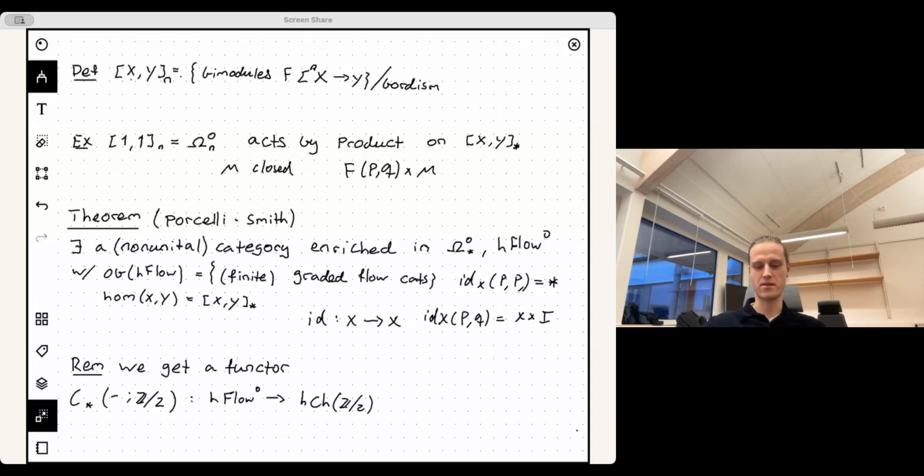But you can make them work, but in the Porcelli-Smith paper, they don't write this explicitly, but we'll see it.